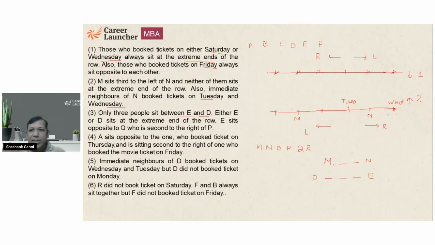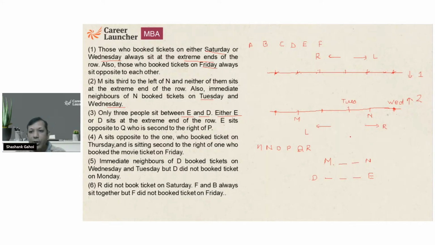But what position is there? I don't know. But let's check it later on. So either E or D sits on the extreme end, definitely, because there is no other arrangement possible. E sits opposite to Q, who sits second to the right of P.